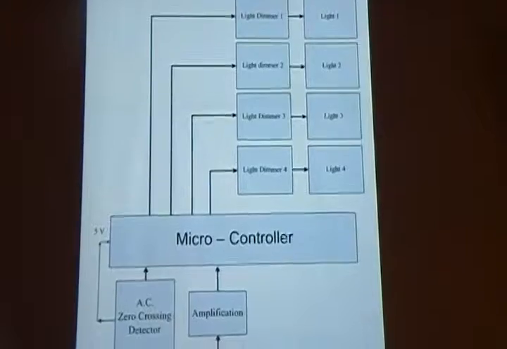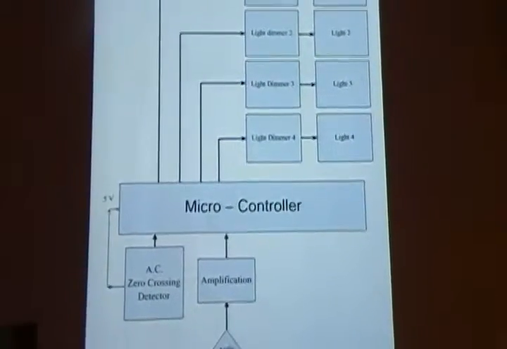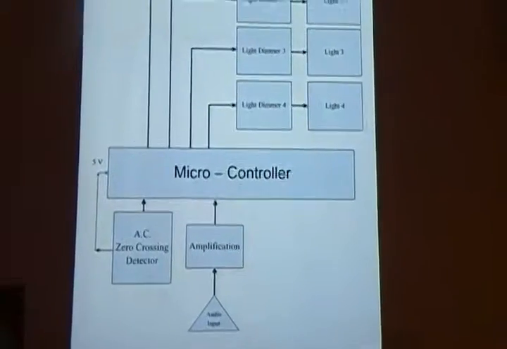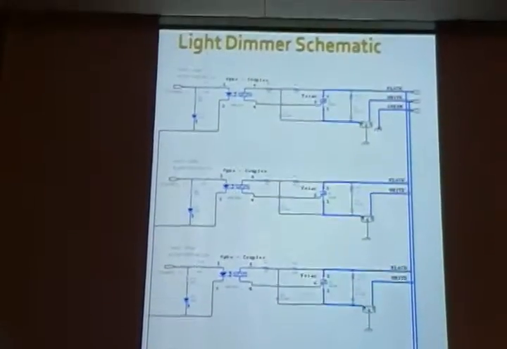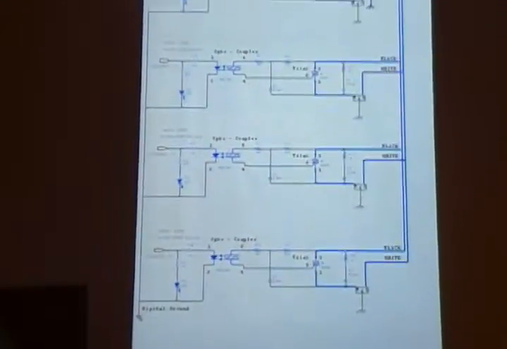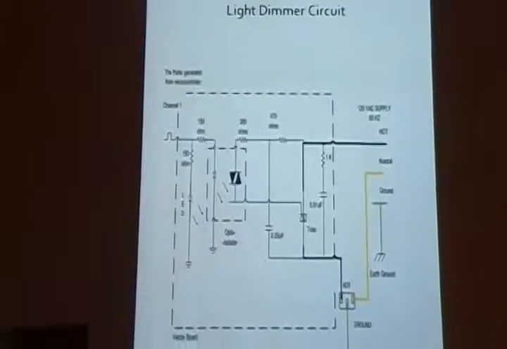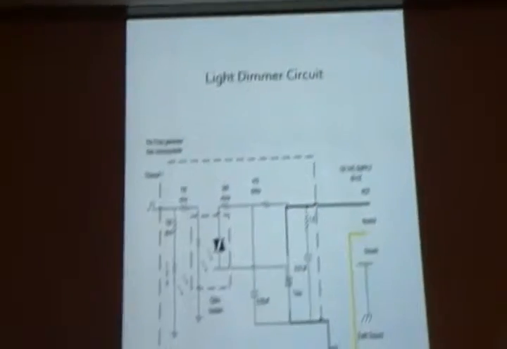Once we reached that goal, we wanted to build a circuit that does that for us. Based on the width of these pulses, we could control the dimming of these lights. So we built our dimmer circuits. This is a schematic of our 4-channel dimmer circuits, which is actually built inside that box. I will explain how this dimmer circuit works.